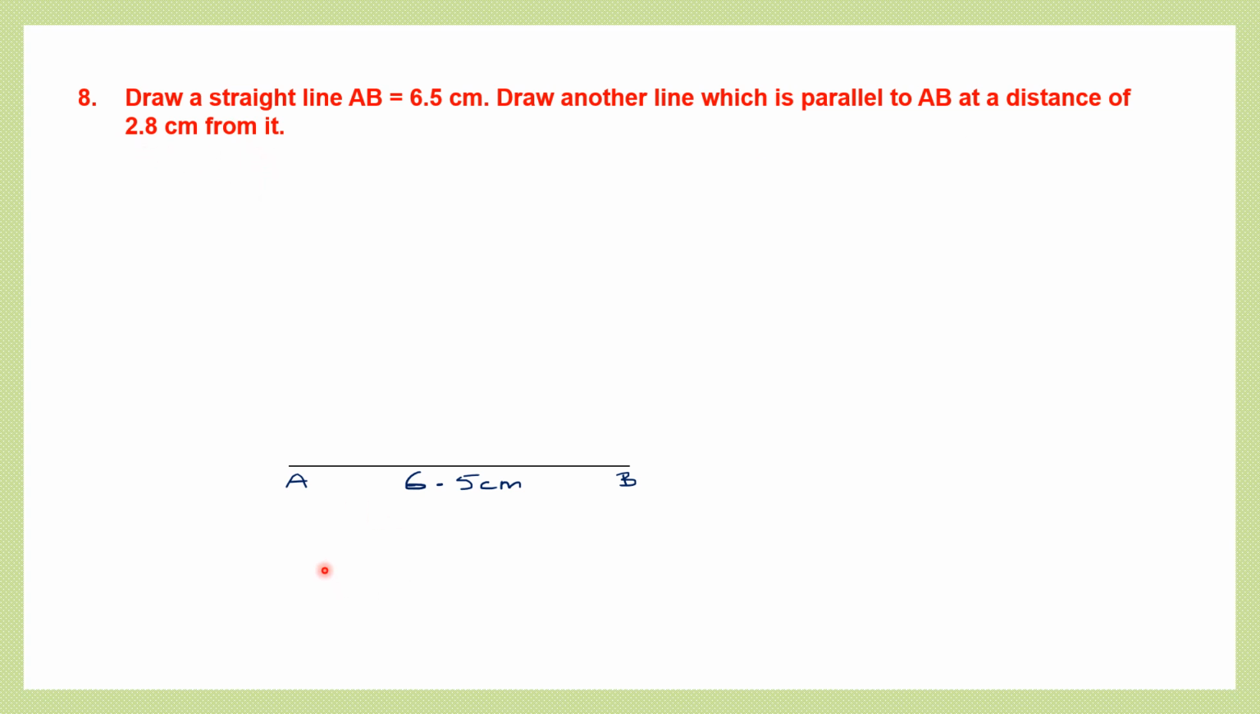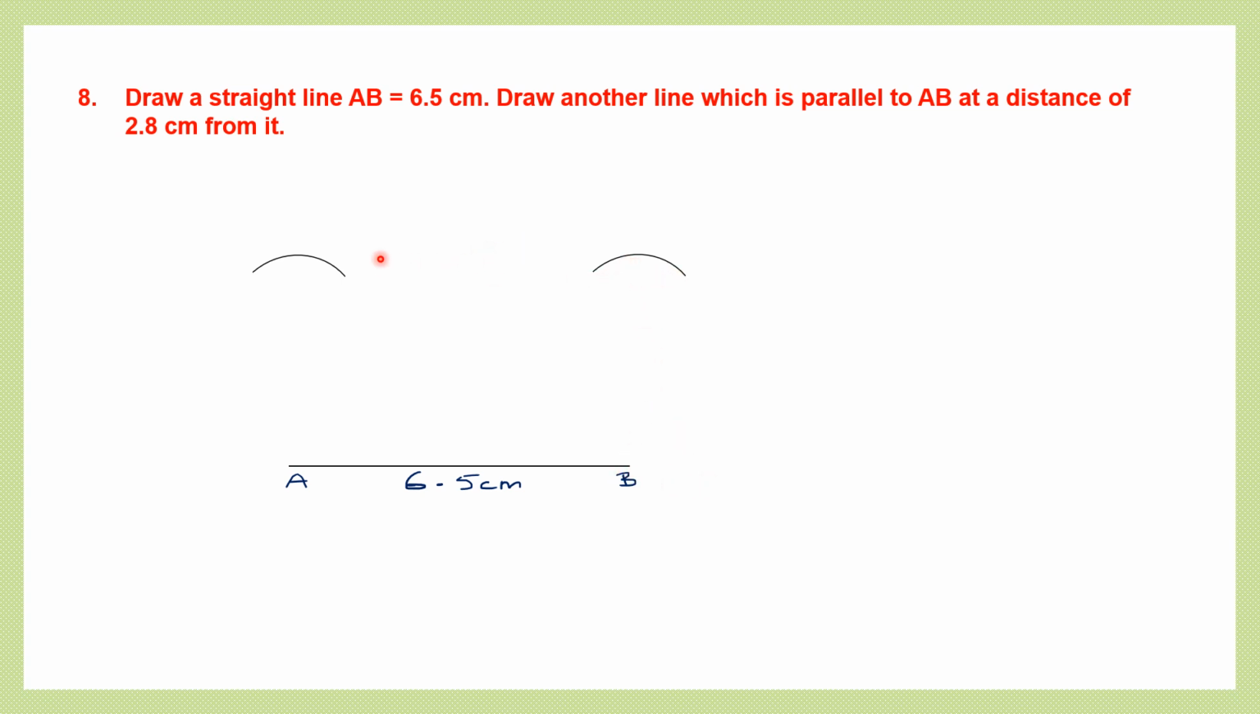Another way of doing it is this. Take your compass needle, measure 2.8 centimeters, place the needle at A and draw an arc above A. So here we have an arc above A. Remember, it should be 2.8 centimeters from A. Similarly, with that same measurement, 2.8 centimeters, place it at B and draw an arc above. So now we have two arcs here. This arc is drawn in such a way that from A to this arc, it is 2.8 centimeters. From B to this arc, it is 2.8 centimeters.